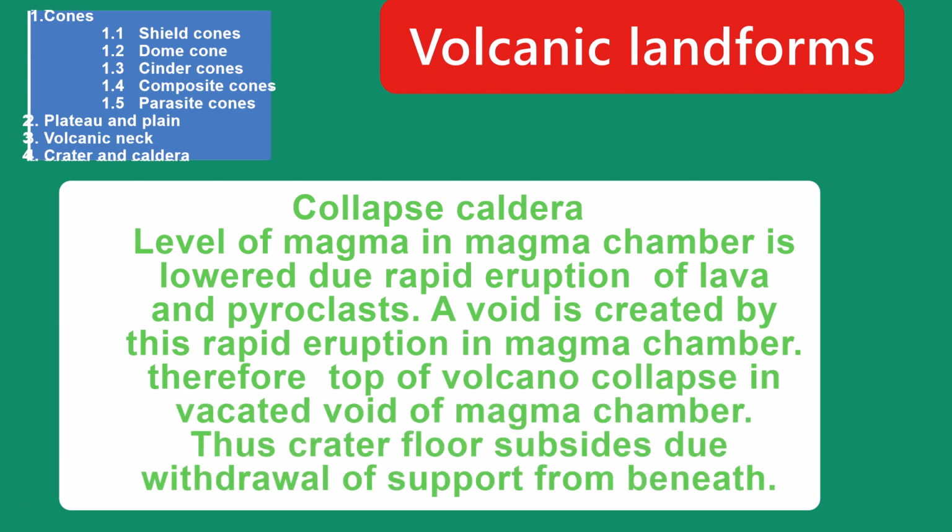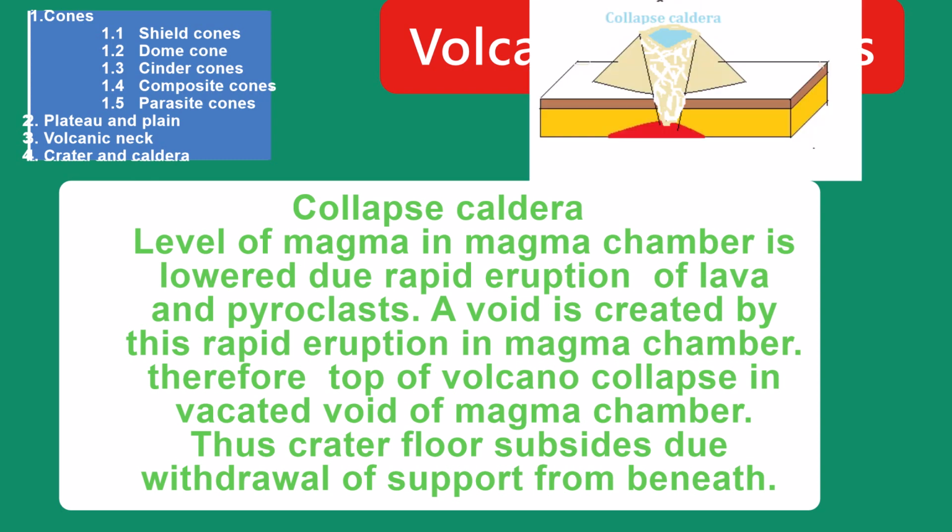Collapse caldera. The level of magma in the magma chamber becomes lower due to rapid eruption of lava and pyroclasts. A void is created by this rapid eruption in the magma chamber. Therefore, the top of the volcano collapses into the vacated void of the magma chamber. Thus the crater floor subsides due to withdrawal of support from beneath.